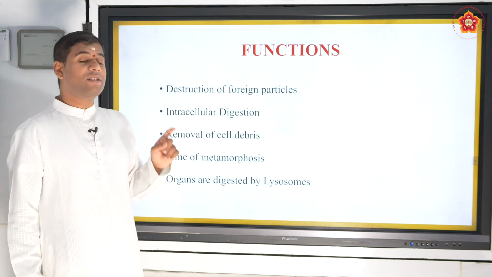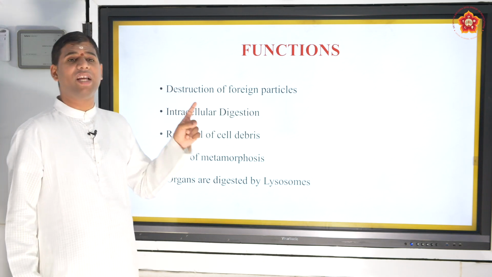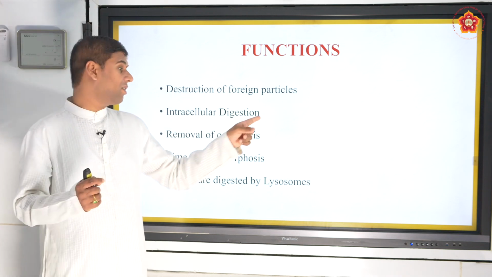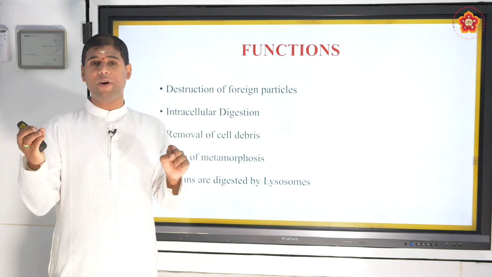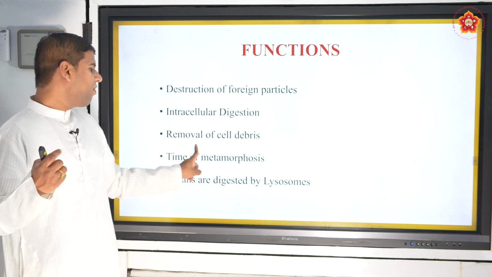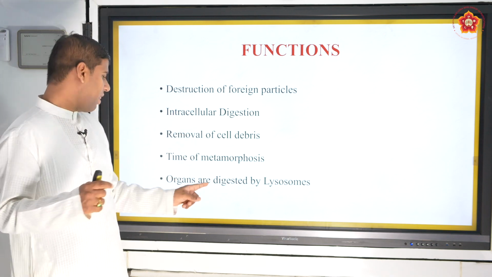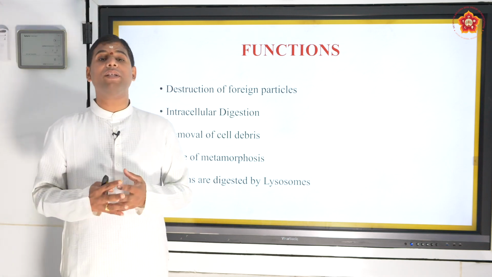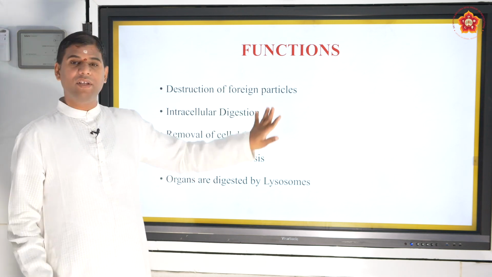Let's go to the next one. The functions of the lysosomes are very simple. First is the intracellular destruction of foreign particles; whatever foreign particles come, it destroys them. Then intracellular digestion, which is because of the lysosome. And removal of cell debris, meaning the unwanted material, which is removed by the lysosomes. And at the time of metamorphosis, the organs which are unwanted are digested by the lysosomes. So these are the functions of the lysosomes.